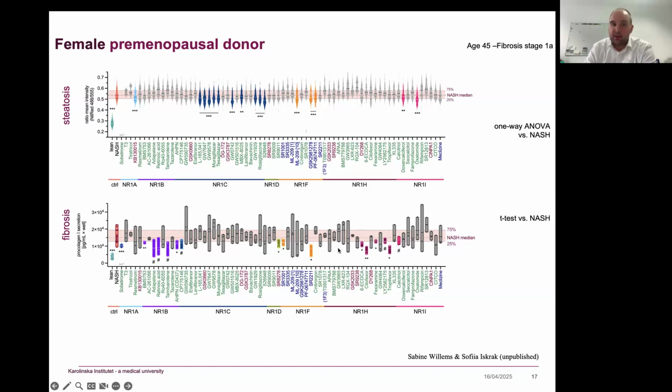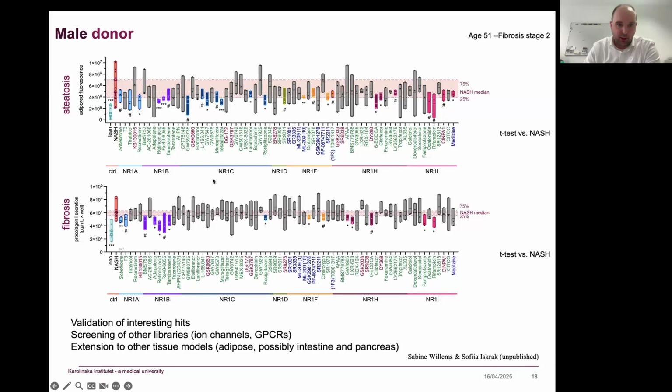But then we also see clusters of additional probe hits, which were much less expected. So here, for instance, quite strong and significant antifibrotic effects of the RAR activators, so retinoic acid receptor activators, and antisteatotic effects of ROR. This is something that we are now also looking into in more mechanistic detail. Similar for other compounds here. The previous one was a premenopausal female donor. This is a male donor.